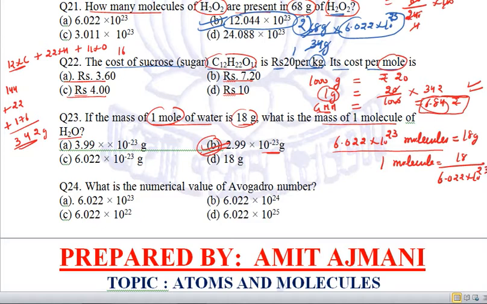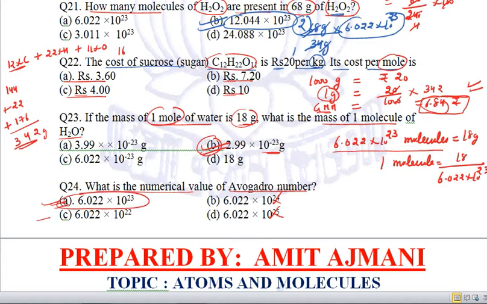Coming to the next question. What is the numerical value of Avogadro number? We know that it is not the case, but still some students feel some kind of confusion. Right now there is no confusion. It is 6.022 into 10 to the power 23.